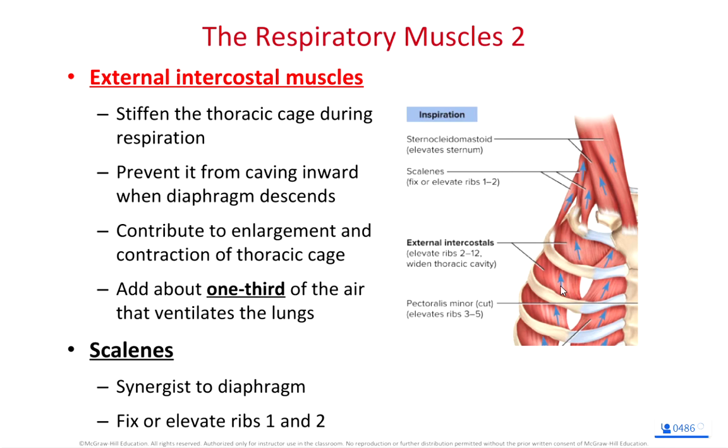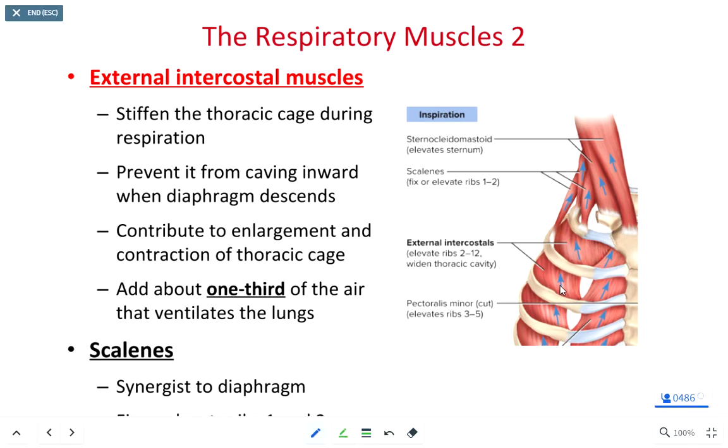So between the external intercostals and our diaphragm, that's the vast majority of the airflow. There are some secondary muscles that we use. For instance, there's the scalenes that help to elevate the top two ribs. But overwhelmingly, I want you to fixate on the diaphragm and external intercostals for inspiration.